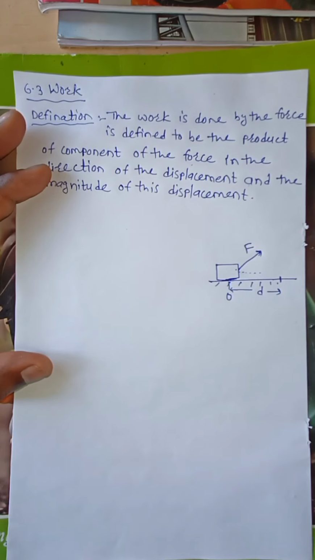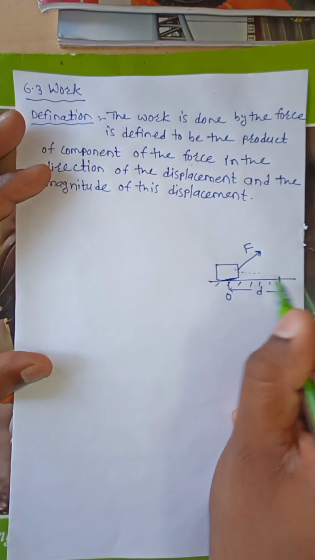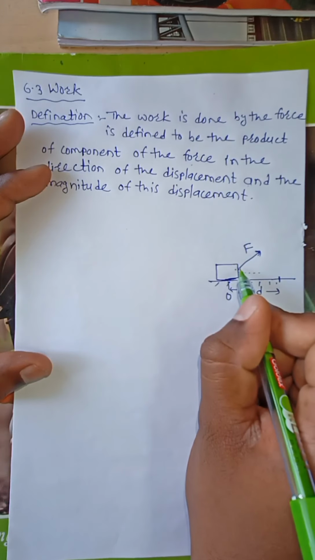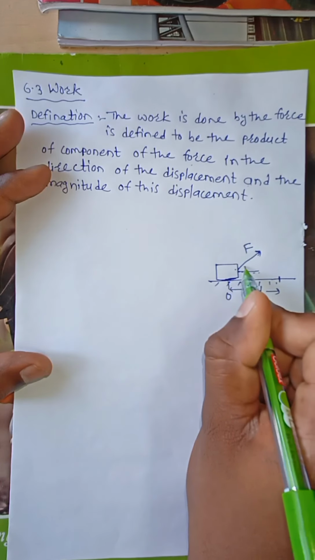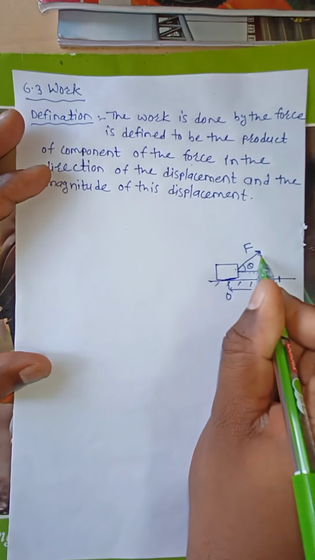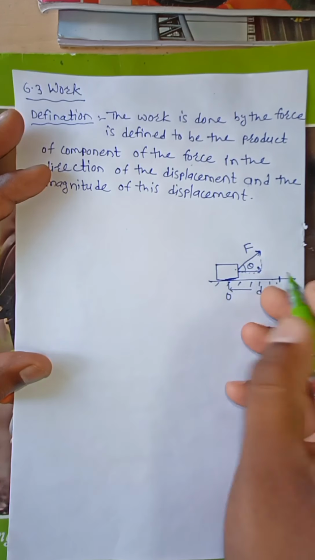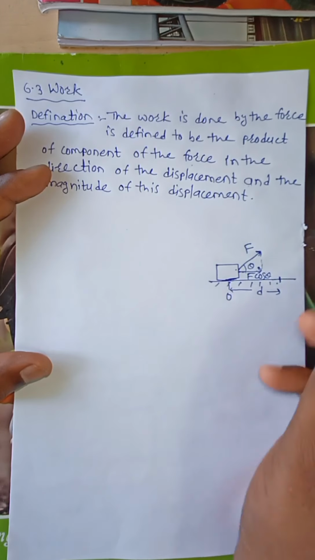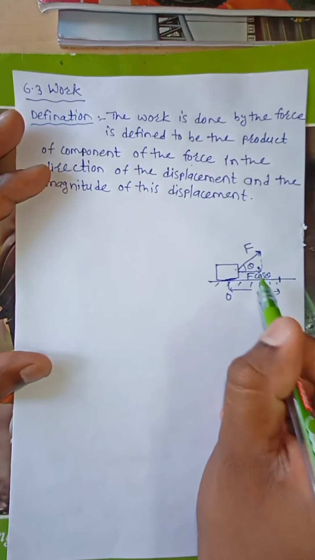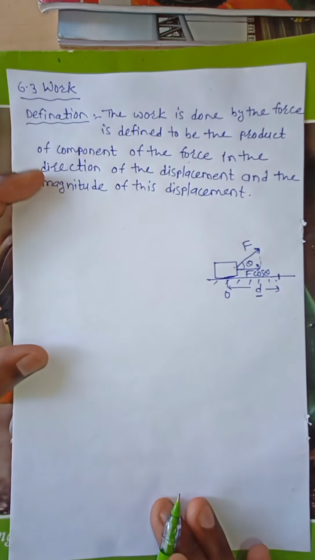In that case the work done is the product of the component of force along the displacement. Suppose you apply a force in that direction and the displacement is in that direction, and the angle between them is theta. Then the component of force along the displacement is f cos theta. The product of f cos theta and d is known as the work done.